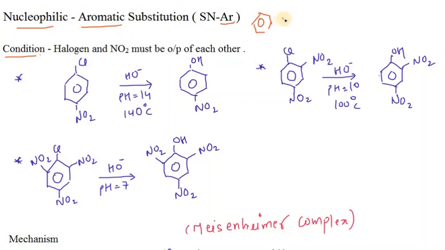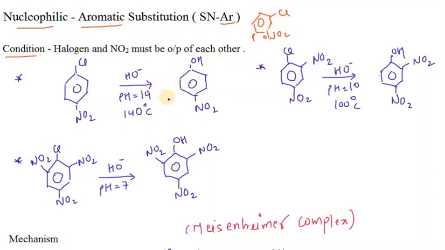So in organic compounds, if we take the example of benzene, generally we will be using benzene only. Benzene has the condition that halogen and NO2 must be at ortho and para to each other. So we have halogen and we have NO2. They must be at either ortho or para. The relative position of each other should be ortho or para.